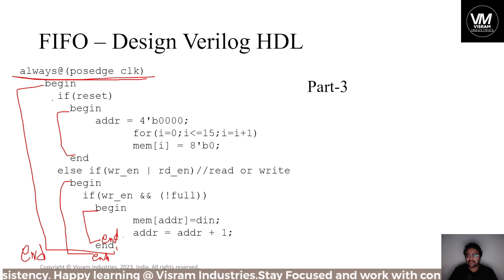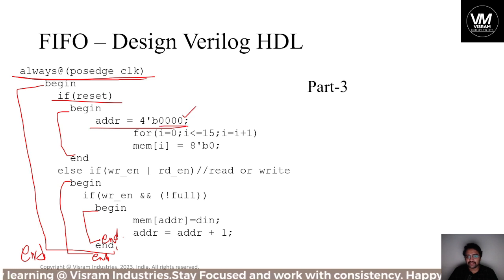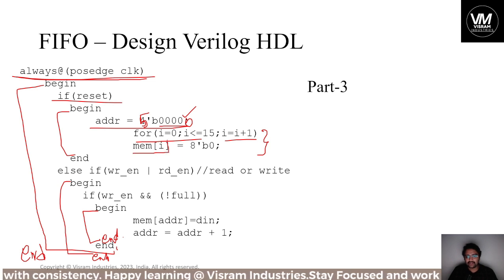Okay, begin. If reset, begin address is 4-bit binary 000 at the starting point, or you can also say 5-bit binary 000. For i equal to 0, i less than 15, i plus 1, that is increment. This is a loop now. So memory of i, for every i, your value will be incremented to 8-bit binary 0 or 8-bit binary 1. So it is incremented, and then end the process.